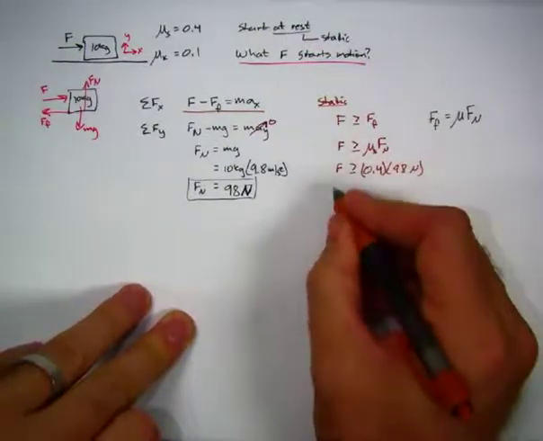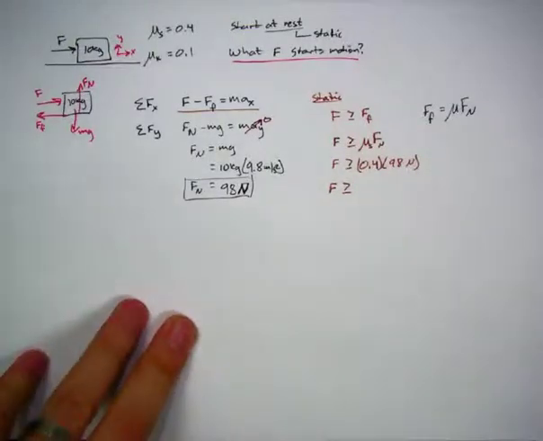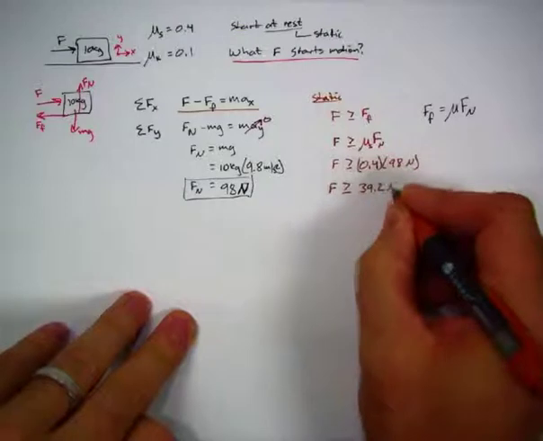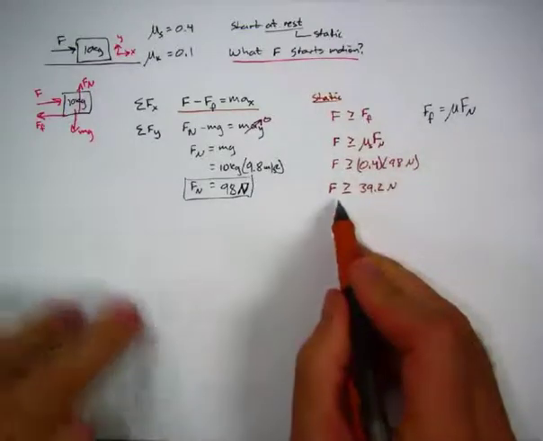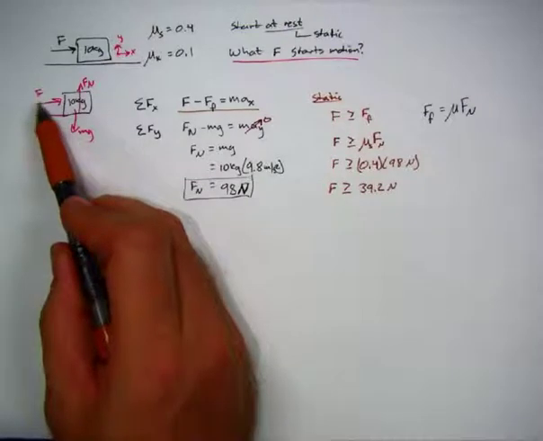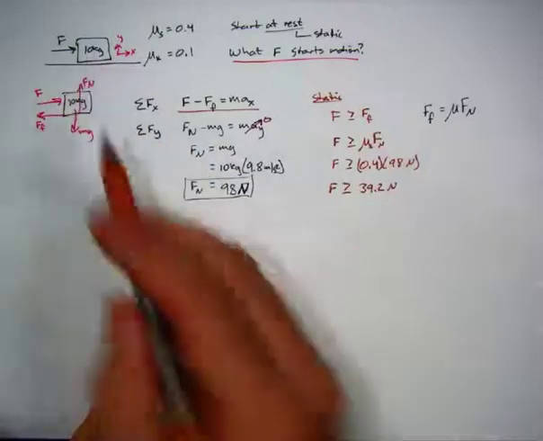So we're saying that the force that we're pushing with has to be greater than or equal to 0.4 times 98. And 0.4 times 98 is 39.2. So if the force that we're pushing with, this force over here, is greater than or equal to 39.2 newtons, then the box will start to move.